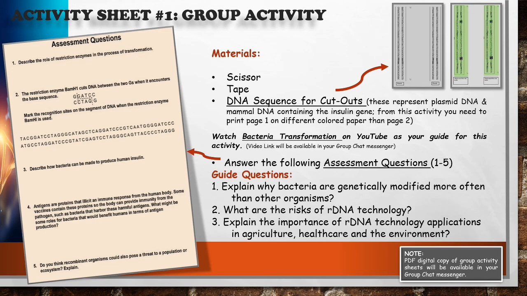1. Explain why bacteria are genetically modified more often than other organisms. 2. What are the risks of recombinant DNA technology? 3. Explain the importance of recombinant DNA technology applications in agriculture, healthcare, and the environment.